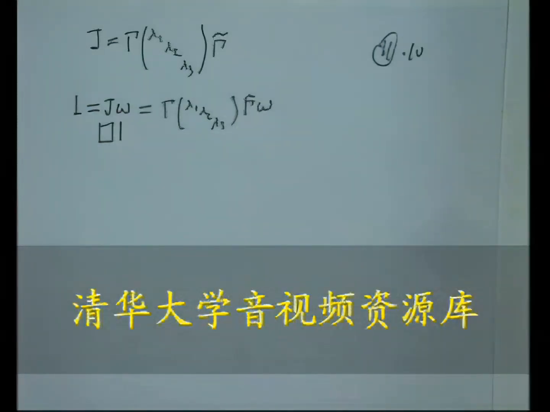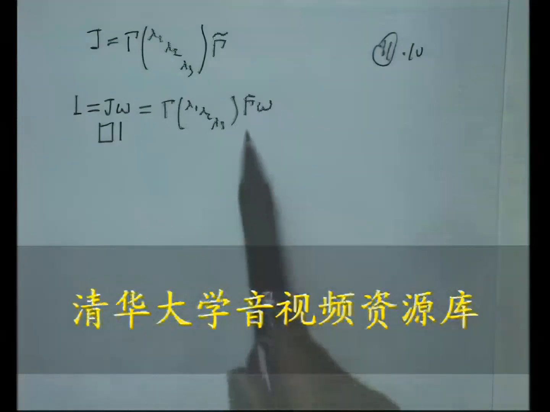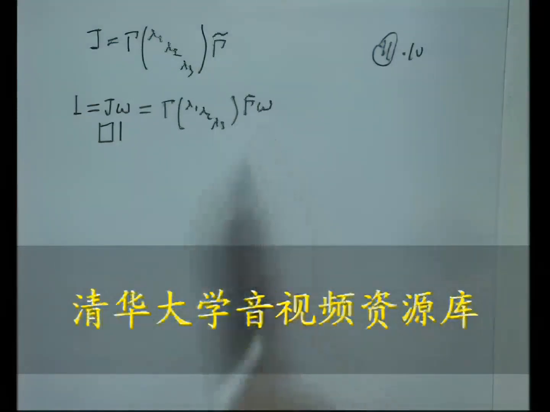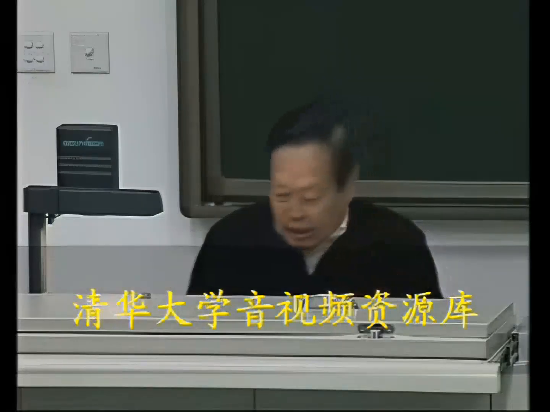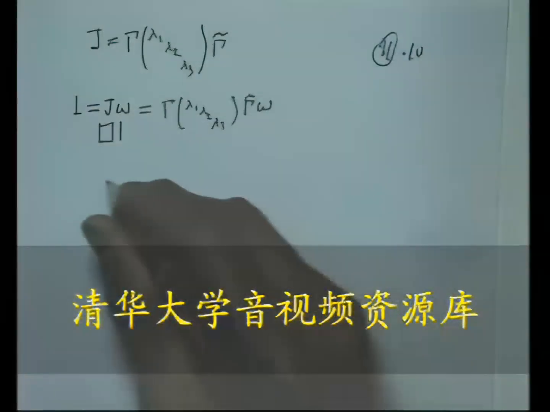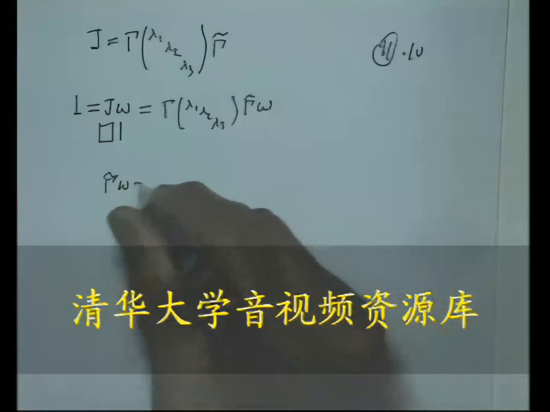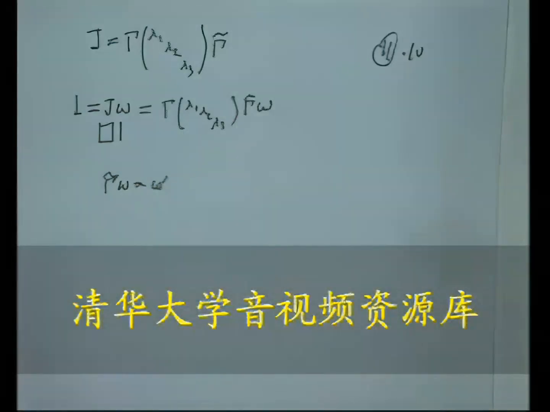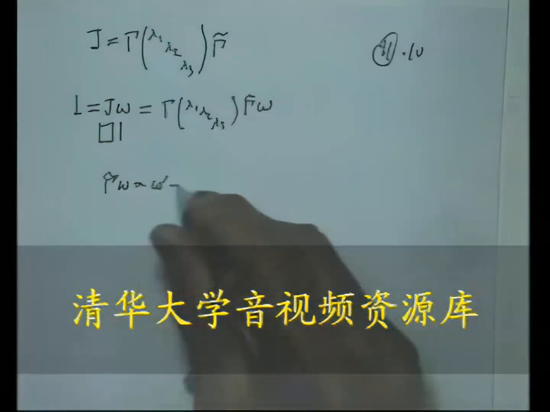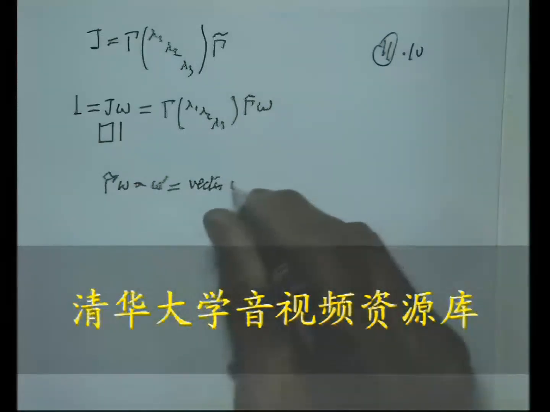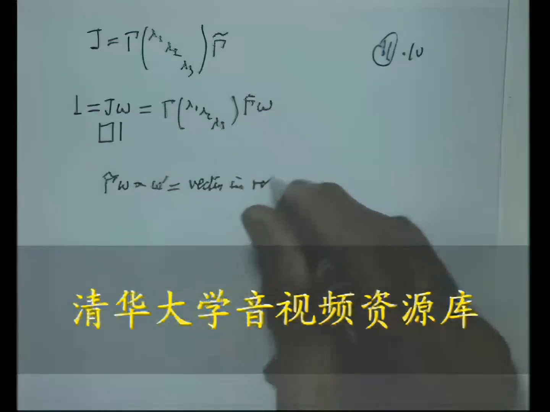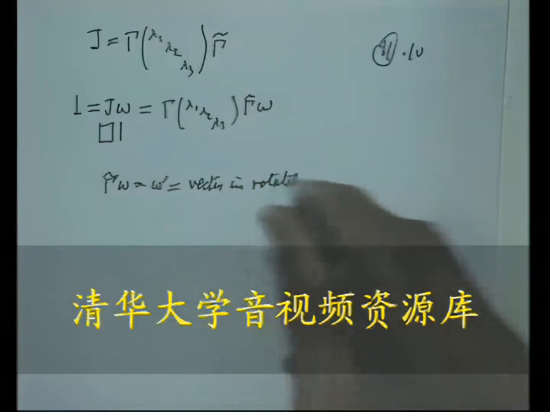But we had earlier discussed, when you multiply gamma tilde onto a vector, you are merely looking at that vector in a new coordinate axis. So gamma tilde omega is equal to omega prime. Omega prime is equal to the components of the vector in a rotated coordinate system.